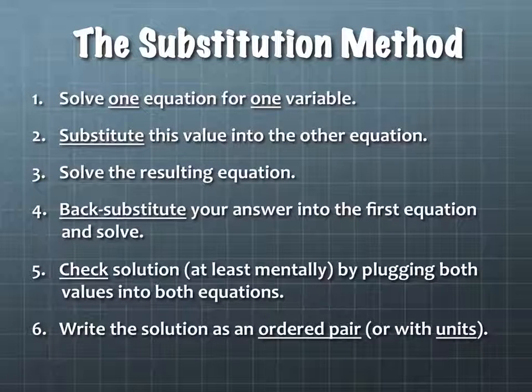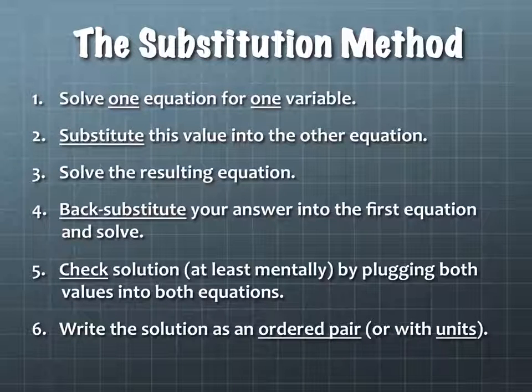One way is called the substitution method. So we're going to go through the steps of the substitution method first. You solve one equation for one variable, and it doesn't matter which equation, it doesn't matter which variable, you get to pick. You substitute this value into the other equation, and then you resolve that equation. In doing so, you'll find out x equals something or y equals something. You back substitute that value for your answer into the other equation, the first equation you started with.